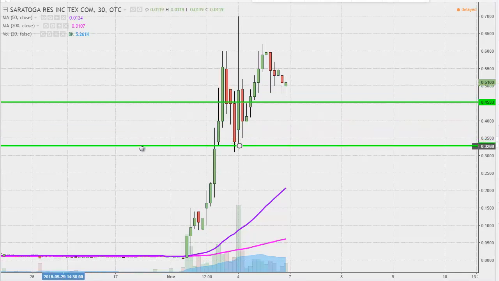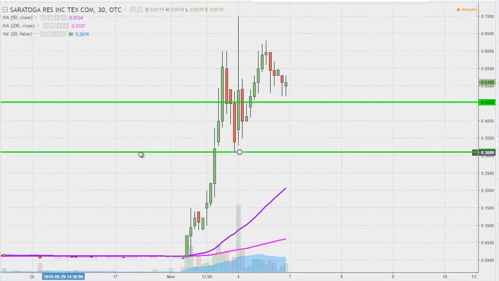Next level of support after 45 cents, call down here at that point, and that sits at 30 cents. So 45 cents, 30 cents, two initial areas of support.